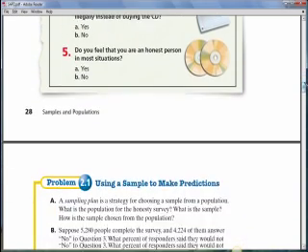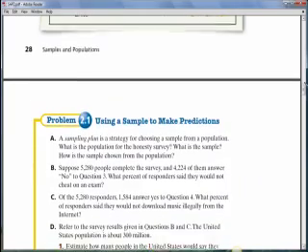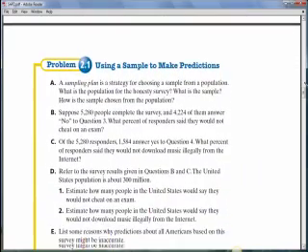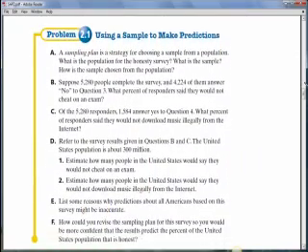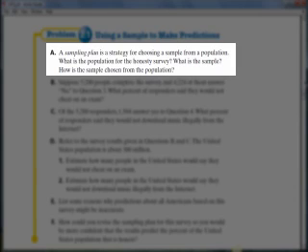So with your partner, you are going to answer the following questions. Make sure after each question you pause, talk about the question with your partner, and then write full answers in your notebook. So question A says, a sampling plan is a strategy for choosing a sample from a population. What is the population for the honesty survey above? What is the sample, and how is the sample chosen from the population?